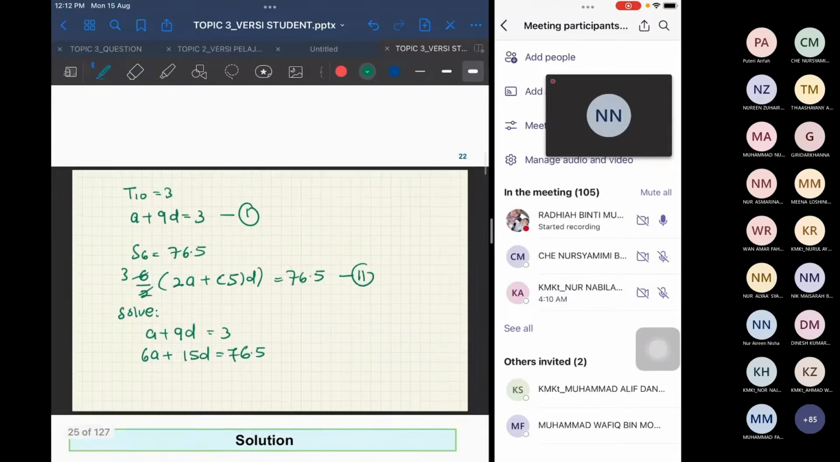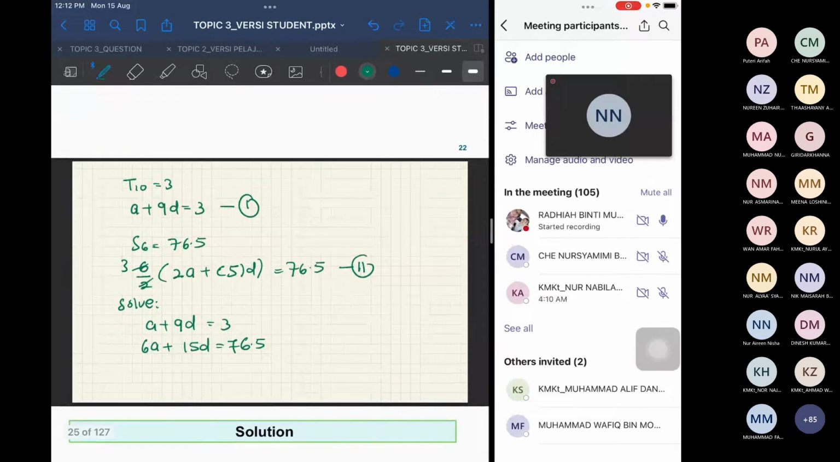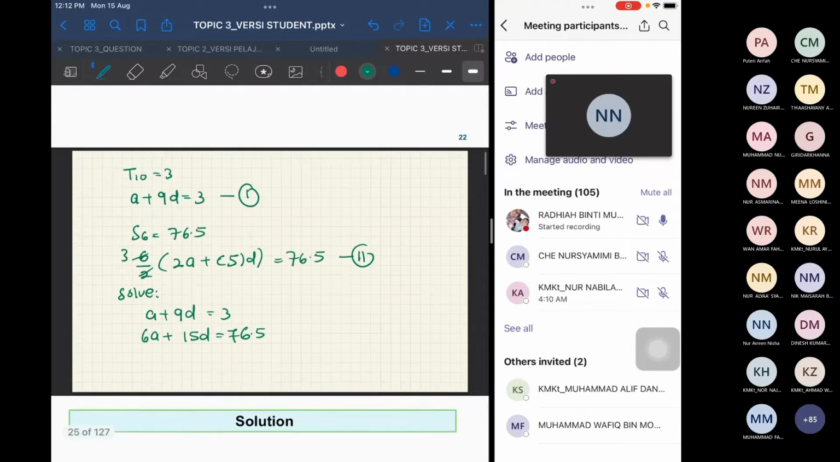Okay, so you ada dua kaedah sama ada you nak guna elimination ataupun substitution. Kalau you guna substitution, you jadikan A tu sebagai subjek ataupun D tu sebagai subjek. And then you substitute dalam equation yang kedua. Ataupun kalau you nak guna elimination, you kena hilangkan salah satu kita punya unknown ni. Okay, biasa saya suka guna elimination. Tapi atas kesesuaian lah, ikut awak lah. Kalau awak rasa selesa nak guna elimination, guna elimination.